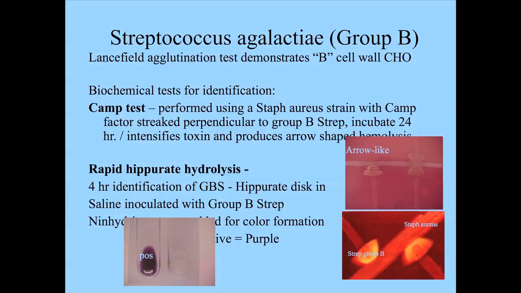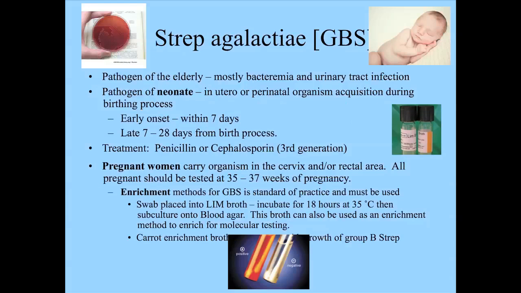On the next slide are discussed diseases of strep agalactiae. Strep agalactiae is really a pathogen of the 2 age extremes. It is a pathogen of the elderly, mostly causing bacteremia and urinary tract infection, and a pathogen of the neonate, when you have in utero or perinatal organism acquisition during the birthing process. You can have early onset group B strep disease within 7 days or late that can go up to 28 days after the birth process.